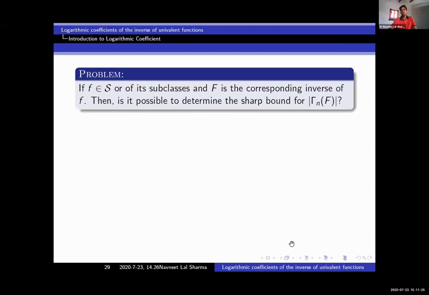But before that, I want to discuss one thing. My main problem is this: if f is a univalent function or its subclass, and capital F is the inverse of small f, then is it possible to determine the value of modulus of Gamma_n for the class S and its subclasses? The answer is yes. If yes, then how will we calculate it?